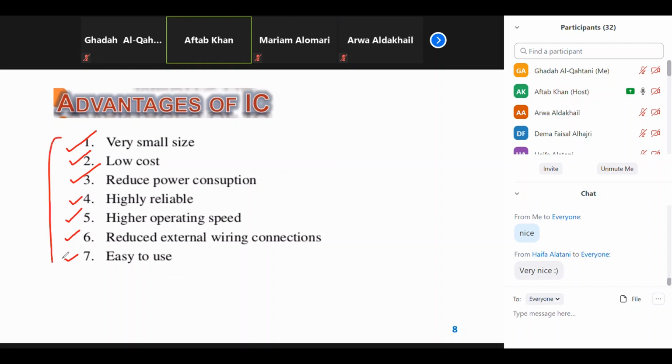All advantages you must know, because it may be asked in a multiple choice question, which of the following is an advantage or not an advantage.